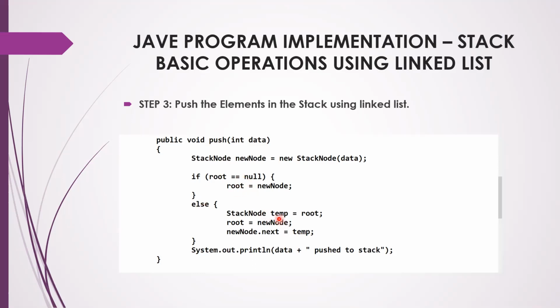Else, we can store the root in a temporary variable, make the new node the root, and new node next will be temp, right? So root, already there is an element called 1 inside the linked list. Now you have to insert a new element called 2. Since it is a stack, it is like insertion before the node, right? So before 1 you have to insert.